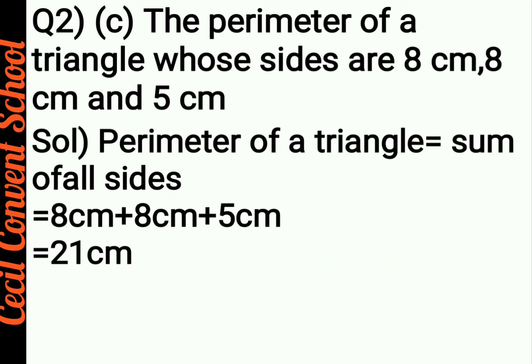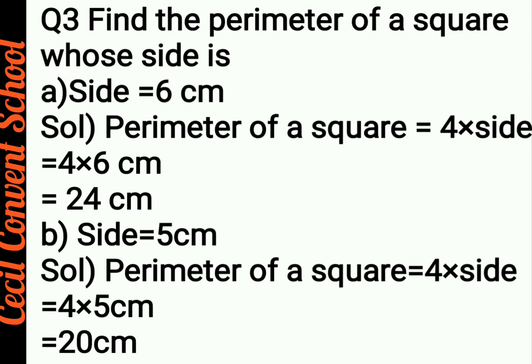Now, C part. Perimeter of a triangle whose all sides are different, then you use sum of all the sides, then you add them. Answer will be 8 plus 8, 16. 16 plus 5 is 21. Clear? Now we do question number 3.